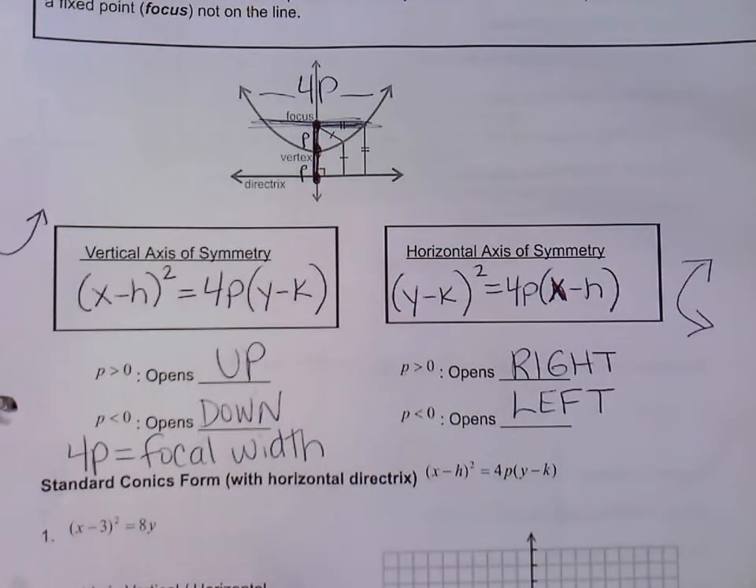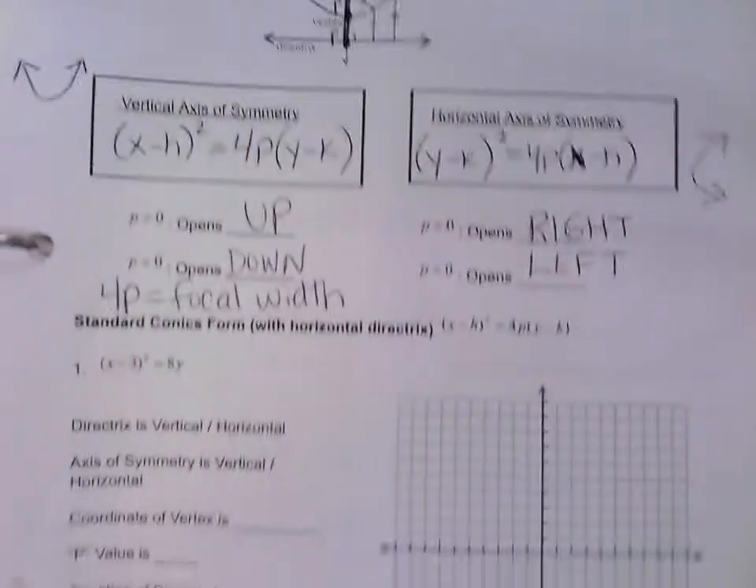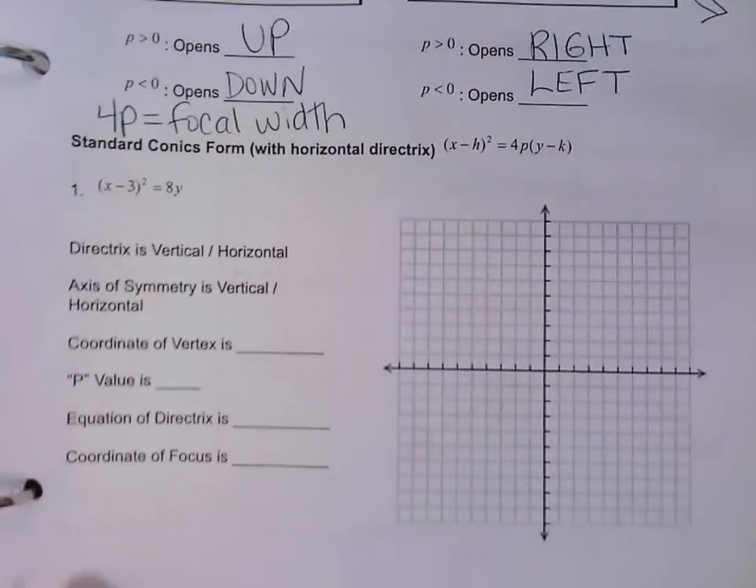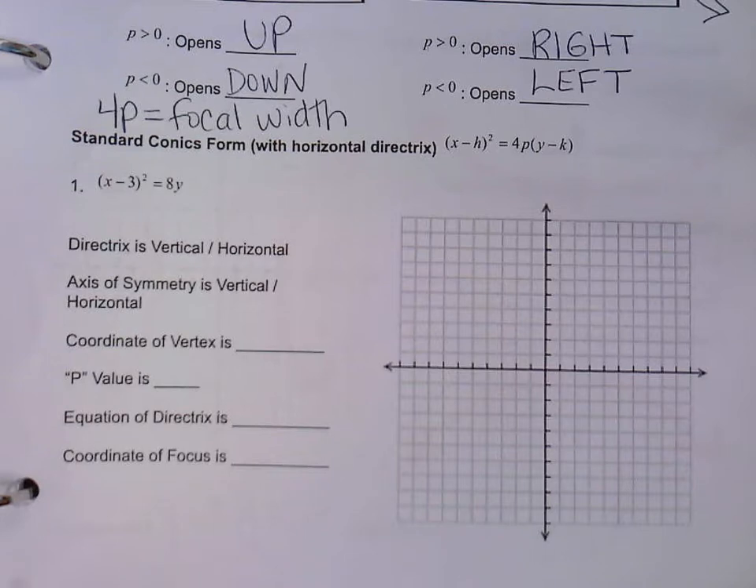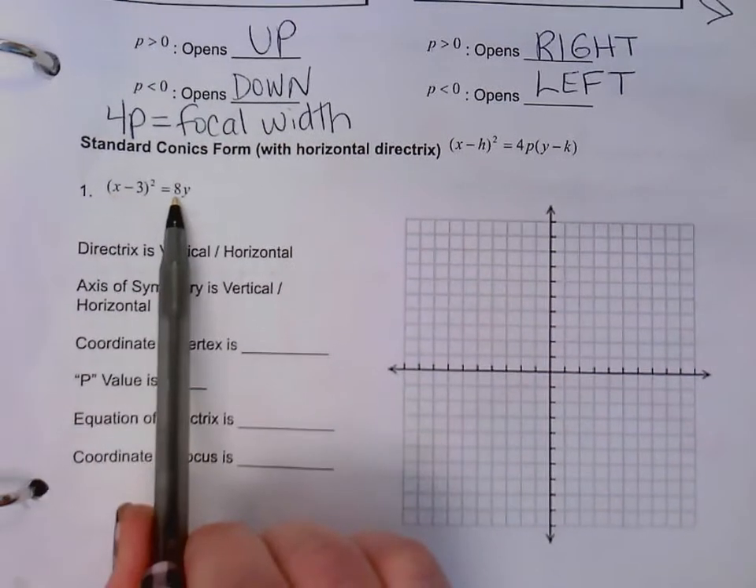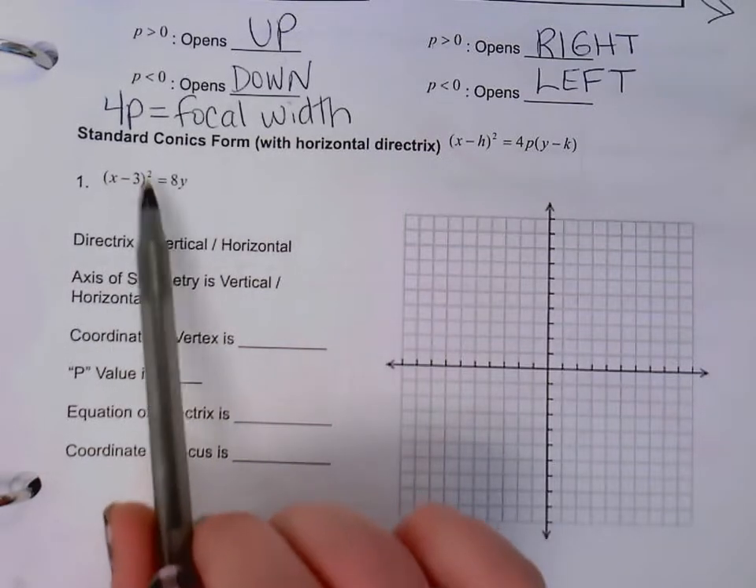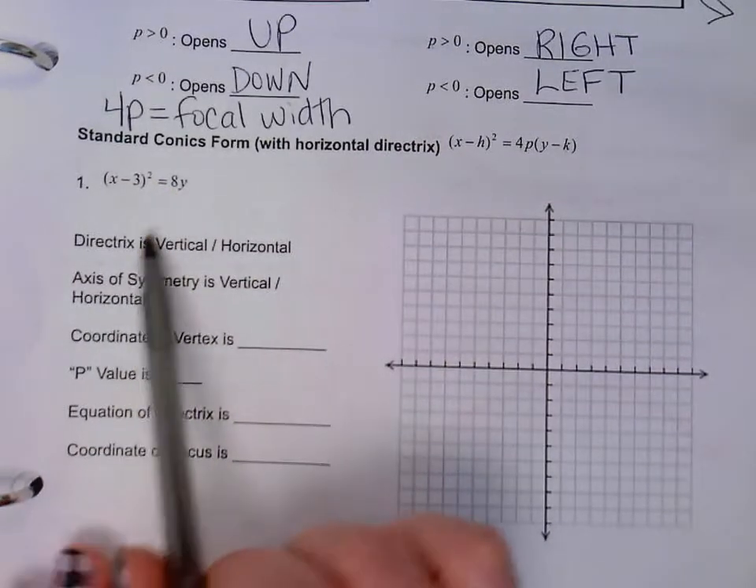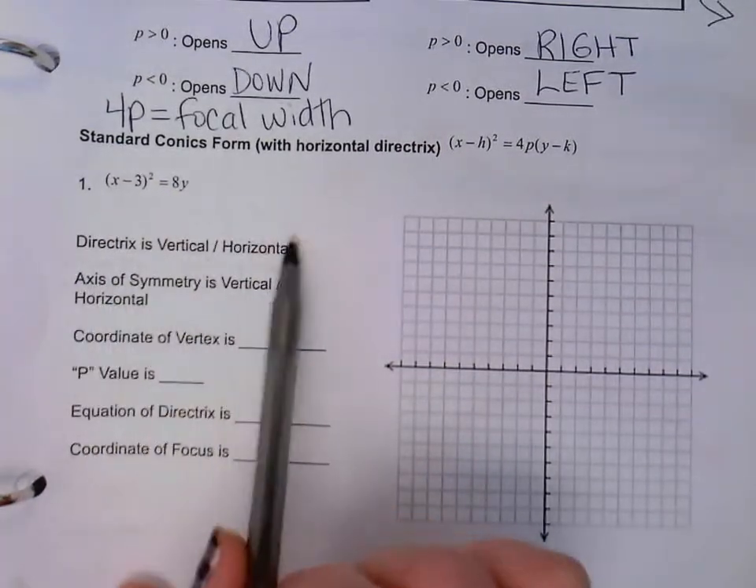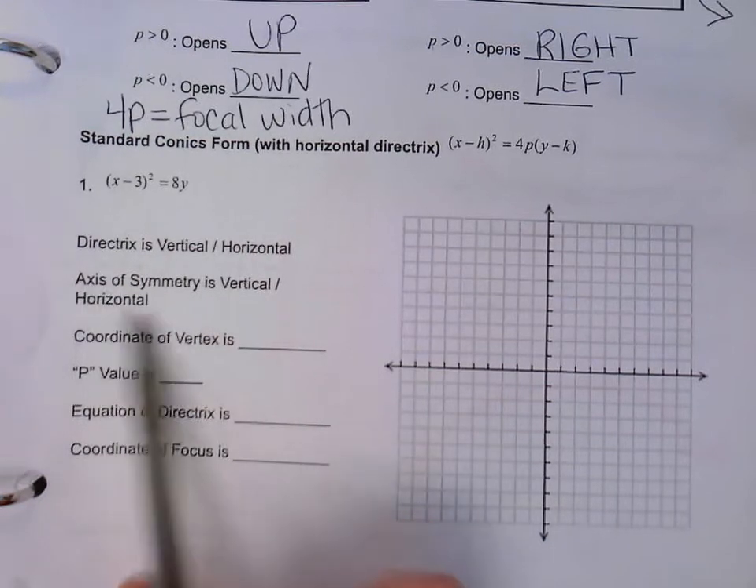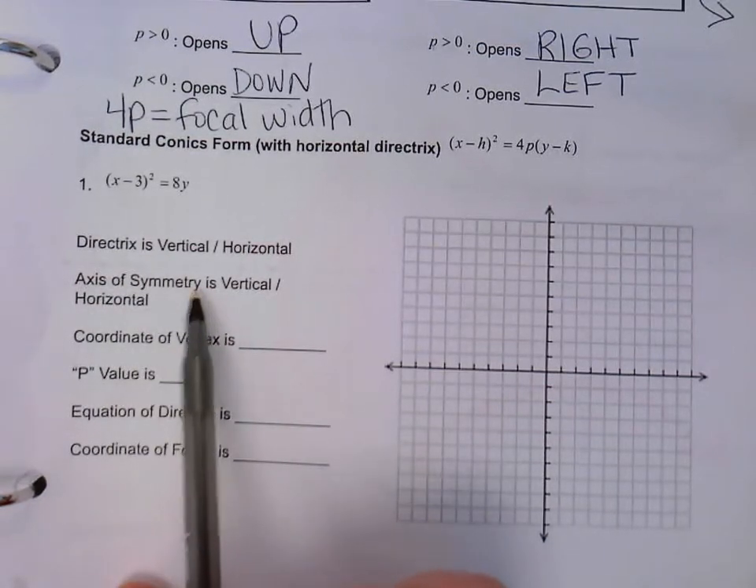All right, so here's one that they're giving it to you in graphing form. It's ready to go. So I should be able to identify a lot of pieces of information from just this equation. First of all, I'm going to skip this directrix question first. Let's talk about axis of symmetry. How is this going to open?